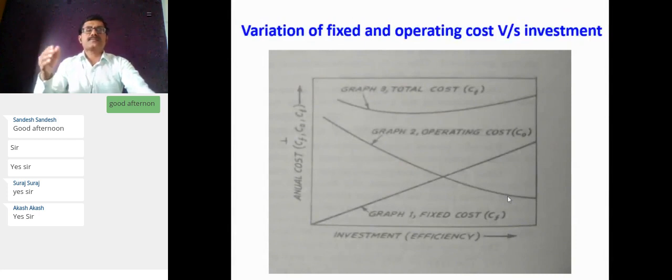A diesel engine having an efficiency of 50% will consume less diesel as compared to an engine having a thermal efficiency of 30%. Isn't it? So these are inversely proportional. If the efficiency increases for a particular setup, definitely the operating cost will be reduced. Is that fine?